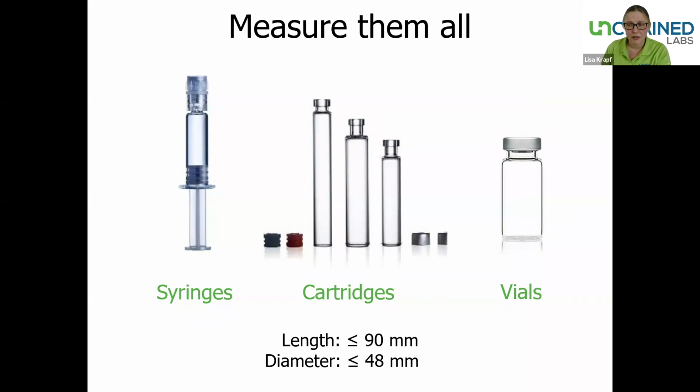The system can measure different types of samples. You can see here, we measure syringes, cartridges, or vials that have dimensions within the limits stated here. The measurement length can be up to 90 millimeters, and the system can handle diameters between 6 and 48 millimeters. The only other requirement for the sample is that the barrel material is homogeneous and transparent, because we of course have to look through the glass barrel material to see the silicone layer.